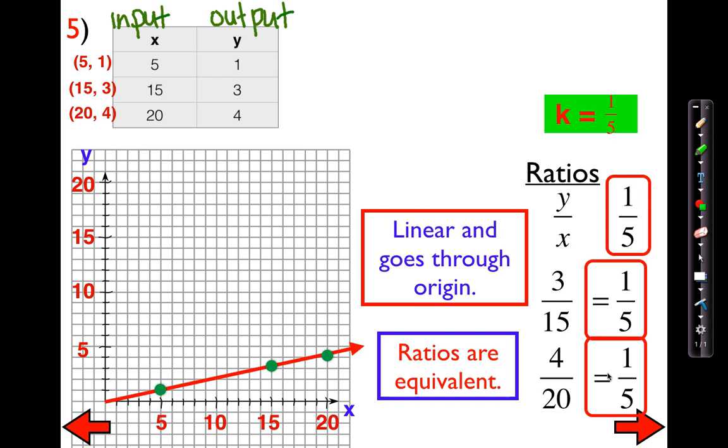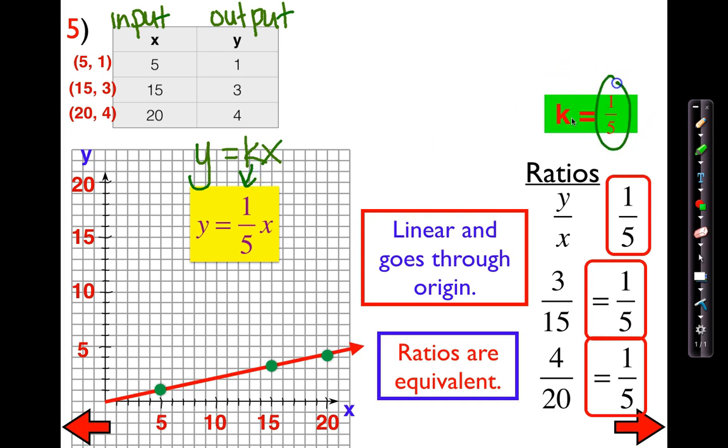So what does this mean? Well, it just means there's 1/5 y per x. And here I went ahead and clicked through too quickly. This is my equation. How did I get it? Well, it's in the form y equals kx. Simply replace k with our value of 1/5, which leaves us with y equals 1/5 x. So what does this mean? In order to figure out the y value, I would have to take 1/5 of the x value.